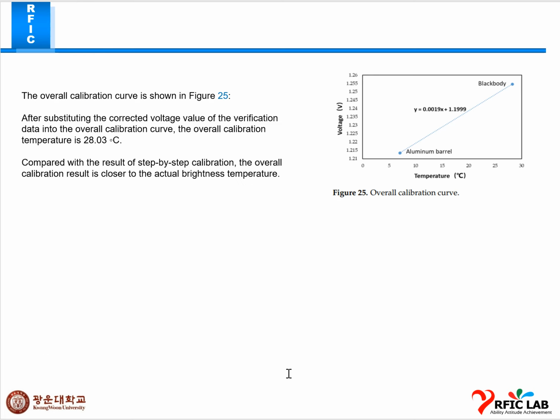And then to plot this overall calibration curve, we used the formula y equal to mx plus c. That was the formula for plotting this line for the aluminum barrel, and you will get the values of A and B. After substituting and verifying all of this, the overall calibration temperature is about 28.03 degrees Celsius.